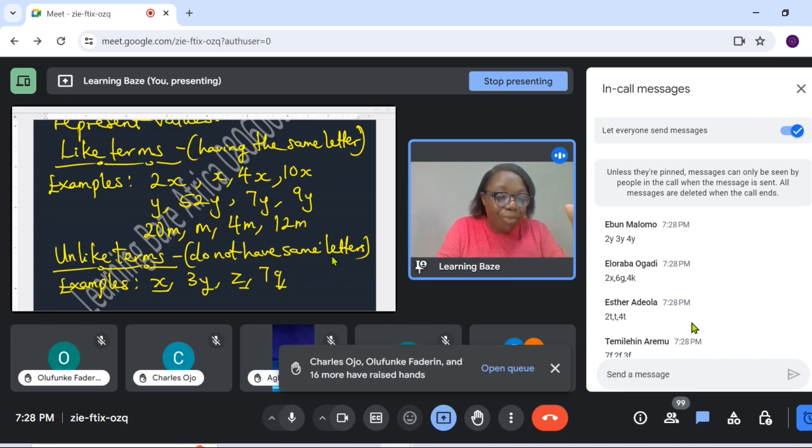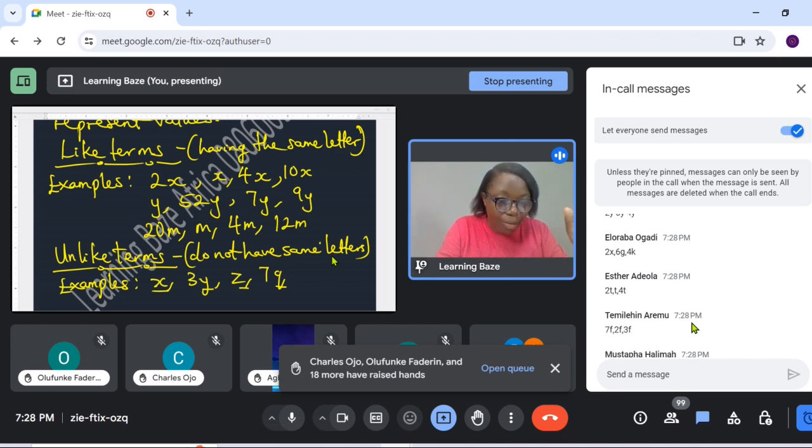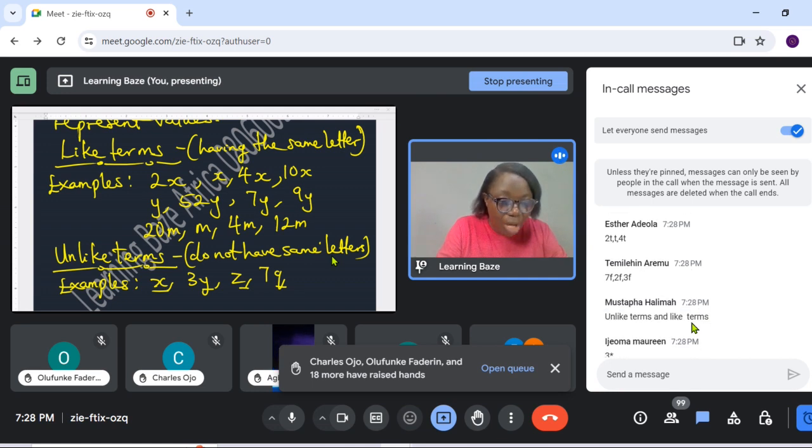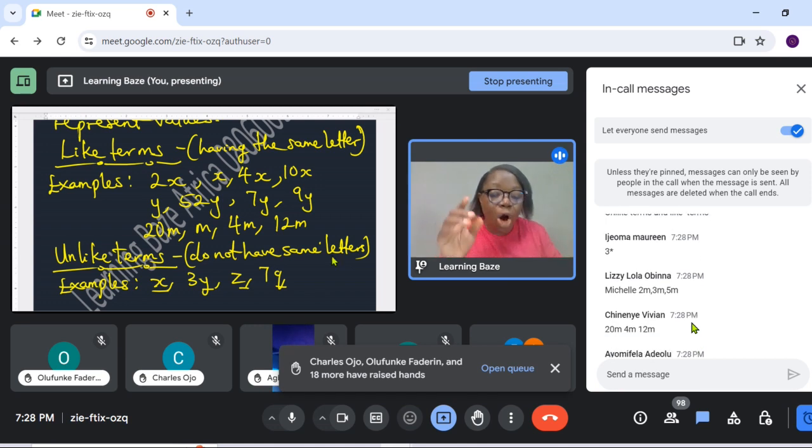Only give me examples of like terms right now. Adeola Esther, you are correct. 2t, t, 4t are like terms. Correct. Timileyin Remu, you are correct: 7f, 2f, 3f. Fantastic. Now, everybody, give me examples of unlike terms in the comment section.